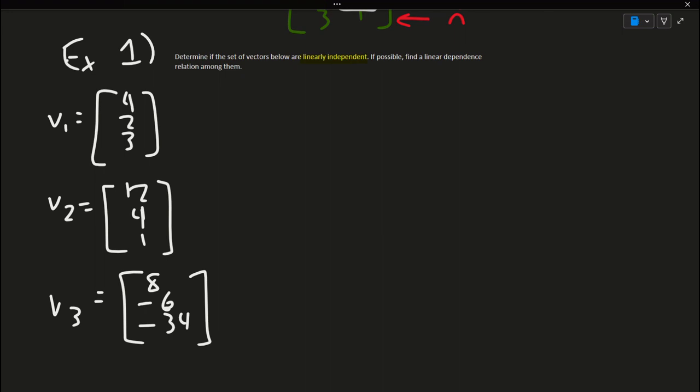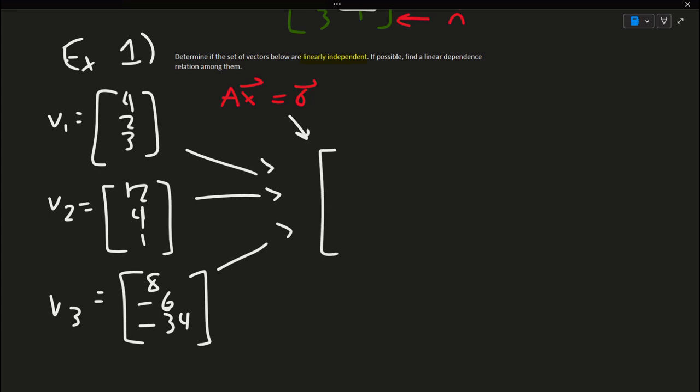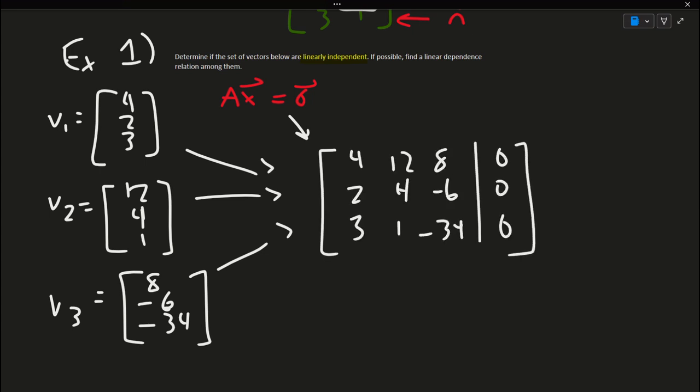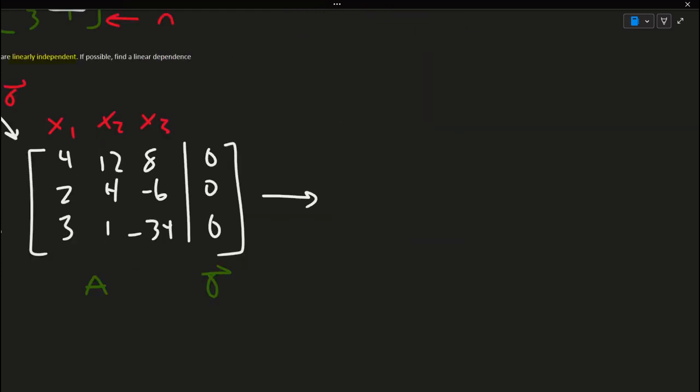Now let's look at this first example. Determine if the set of vectors below are linearly independent. If possible, find a linear dependence relation among them. Here, what we're going to do is set up our equation AX is equal to 0, because that's how we check if a set of vectors is linearly independent. So we combine v1, v2, v3 into one big matrix A, and then we add the 0 vector on the right-hand side. Now we can row reduce. The most obvious thing we can do first is multiply row 1 by a fourth, and then row 2 by a half, and it would give us this new matrix.